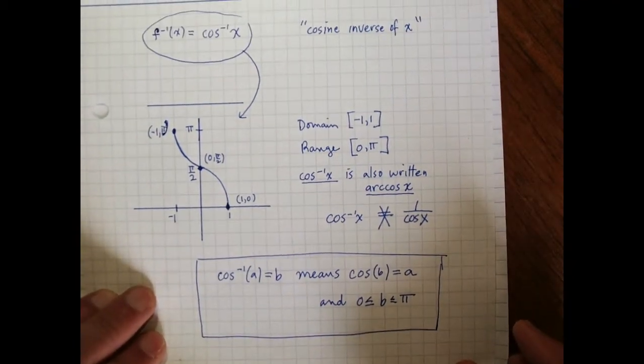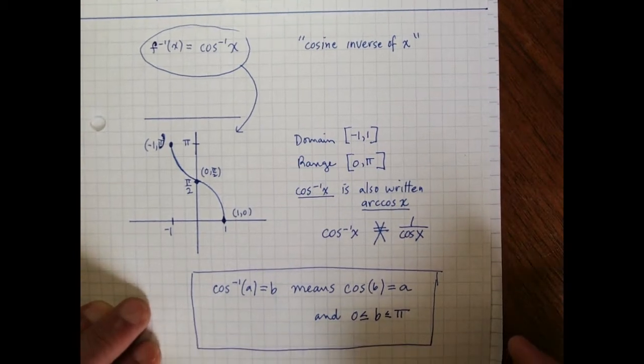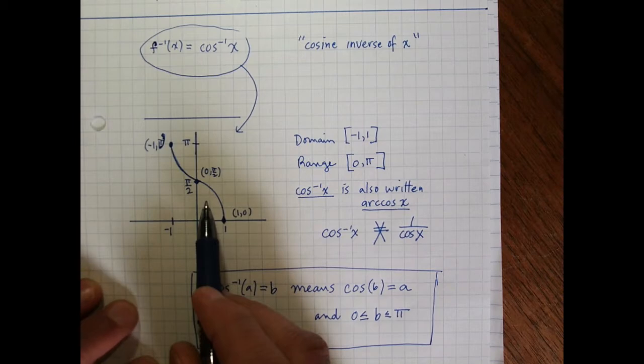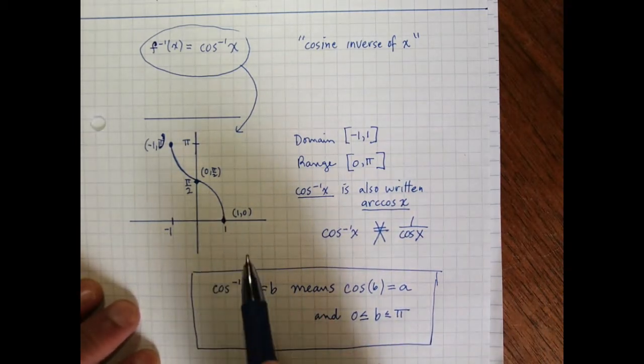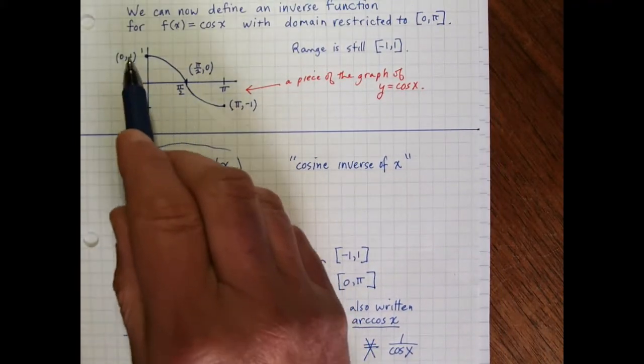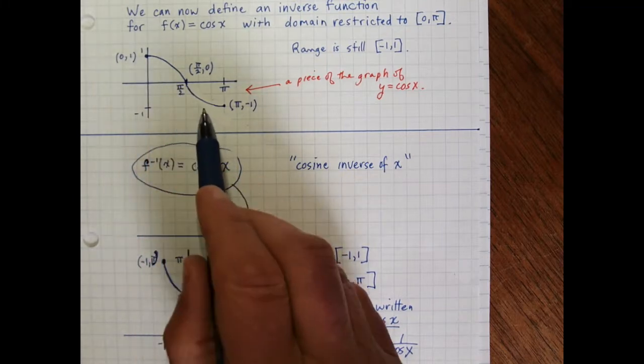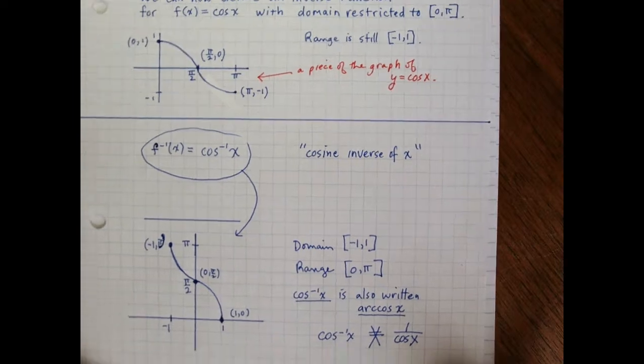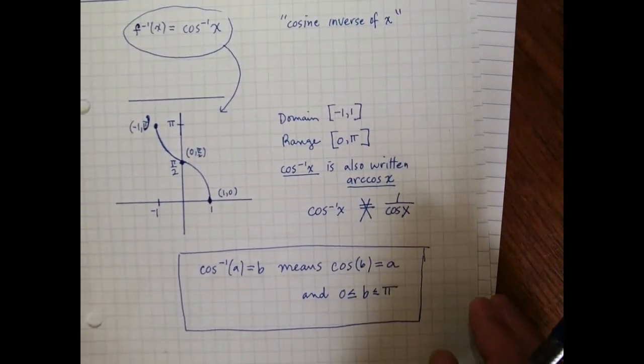Okay, so there's the inverse cosine graph, which you've got to know and be able to draw. And the way I draw it is I remember the restricted graph of cosine, and then I just interchange coordinates and axes to get my inverse graph whenever I need it.